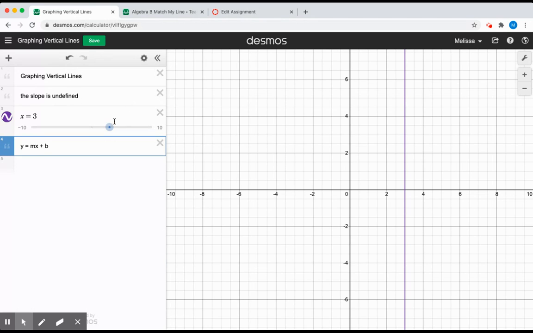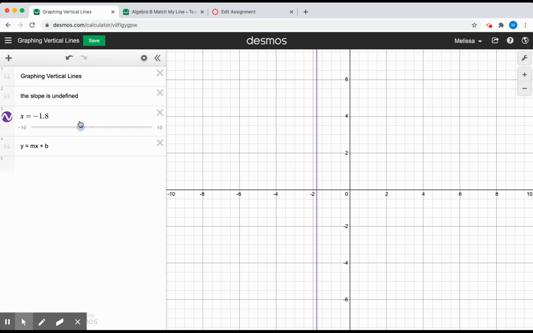We can play around with the slider here and say, oh, now x is 7, or now x is -3.7. X could very well be 0. We get it right there, x is 0, and then it does have a y-intercept. It doesn't have just one y-intercept. It has an infinite number of y-intercepts, which is just crazy. But there you go. There you have it. Vertical lines, the slope is undefined, and it's always in the form of x equals some number.